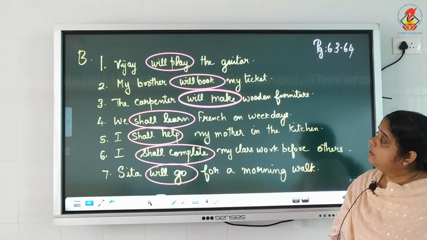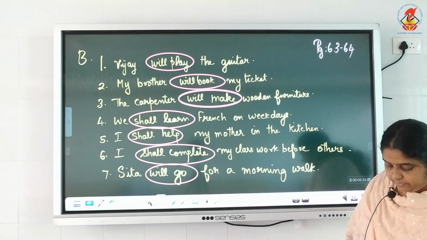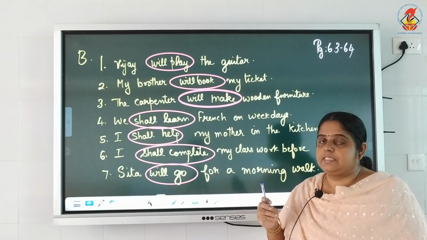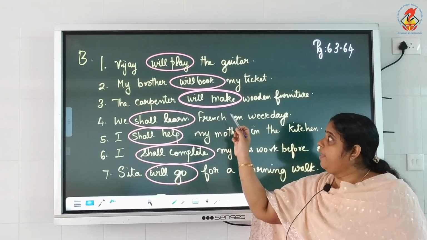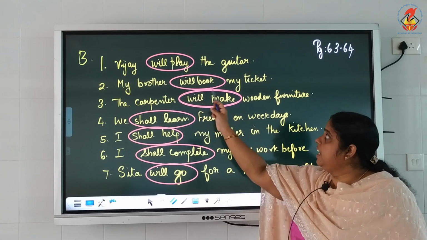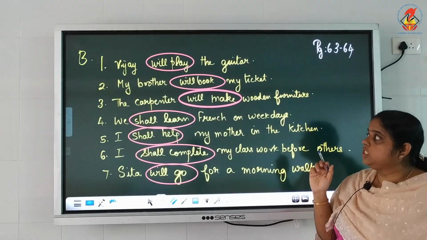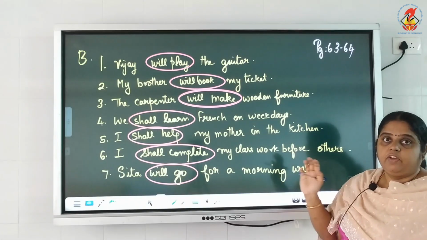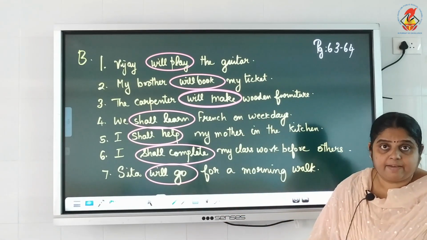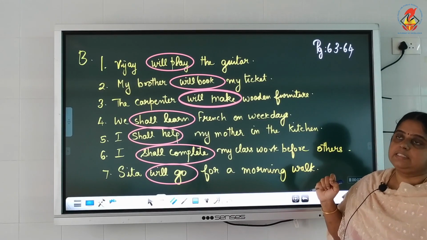Then the next one, my brother books my ticket is given. Books, because brother is singular. You remember the simple present tense? My brother books is given. How will you change it? Yes, will book my ticket. Okay, will book. There is no need of books again. So, when we use the simple future tense, all verbs take their original form. My brother will book my ticket.